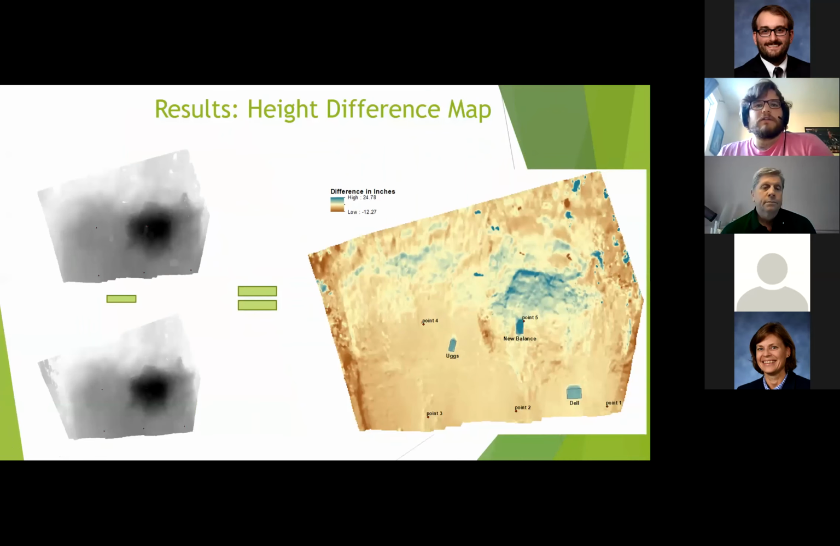All right, so getting to some of the results, a common geospatial analysis is getting a change detection surface. What you do is you take the second set and subtract the first model from that, and it results in a change detection surface, which you can see here. I was able to identify some of the boxes in my survey, being the Dell box, the New Balance box, and the Nugs box.